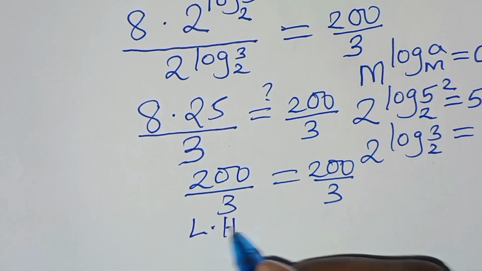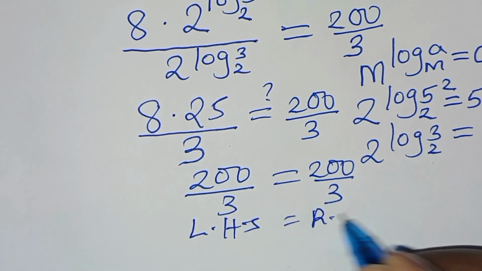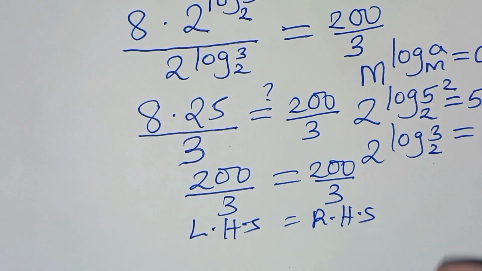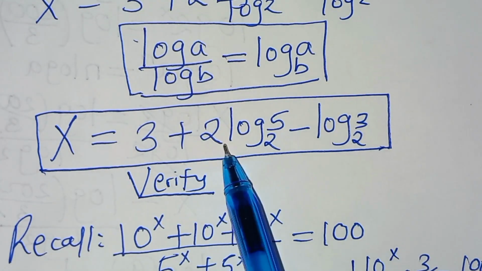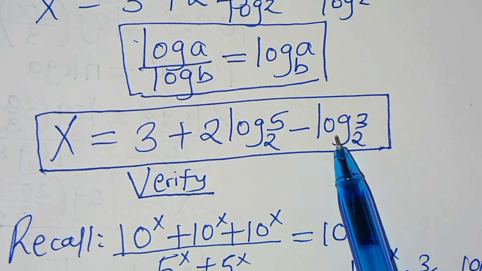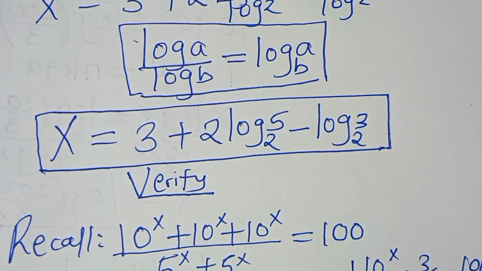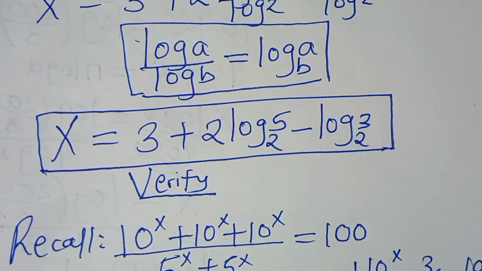So the left hand side is equal to the right hand side. And that implies that the value of x, which is equal to 3 plus 2 log 5 to base 2, subtract log 3 to base 2, actually satisfies the equation.